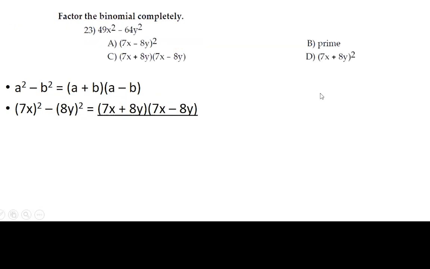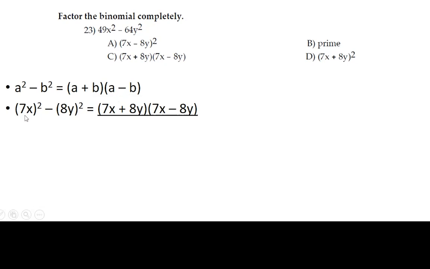Number 23. Factor the binomial completely. Here we have a difference of squares: 49x squared minus 64y squared. We can actually square something to get each of those terms. A squared minus b squared factors to a plus b times a minus b.